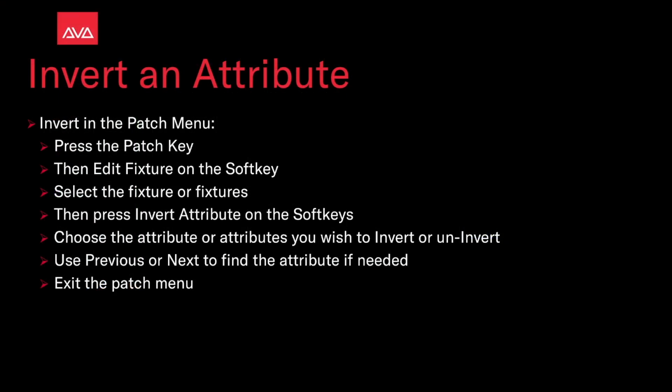We can also invert in the patch menu. We press the patch key, then Edit Fixture on the soft keys, select the fixture or fixtures, then press Invert Attribute on the soft keys. Use the attribute or attributes you wish to invert or uninvert, use previous and next to find the attribute if needed, and then exit from the patch menu. So let's take a look at that.